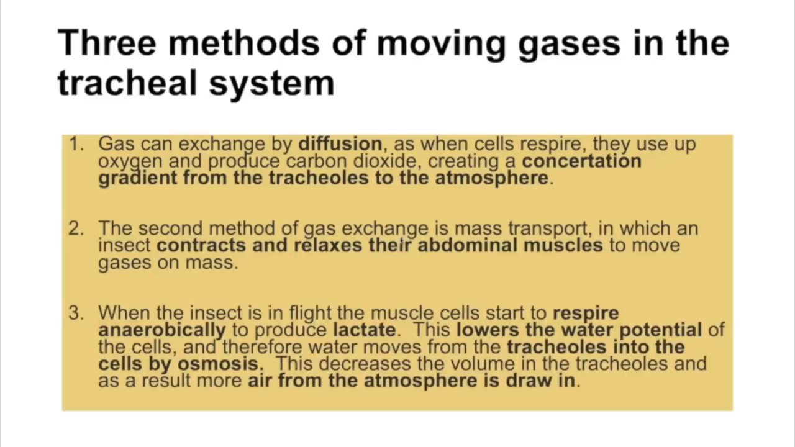The final method is when the insects are in flight, the muscle cells will start to respire anaerobically. And when they do that, they produce lactate or lactic acid. This lowers the water potential of the cells, and as a result, it draws water into the cells from the tracheoles. That decreases the volume in the tracheoles, and as a result, more air from the atmosphere is drawn in.